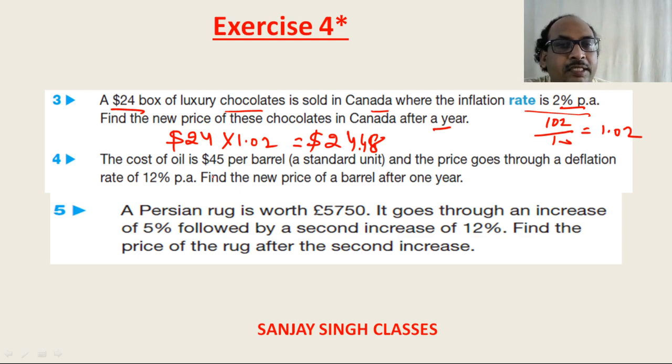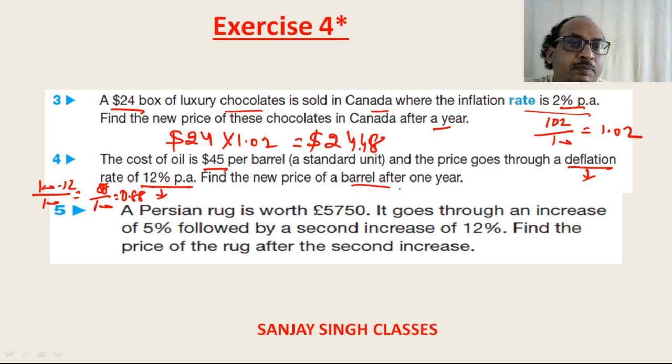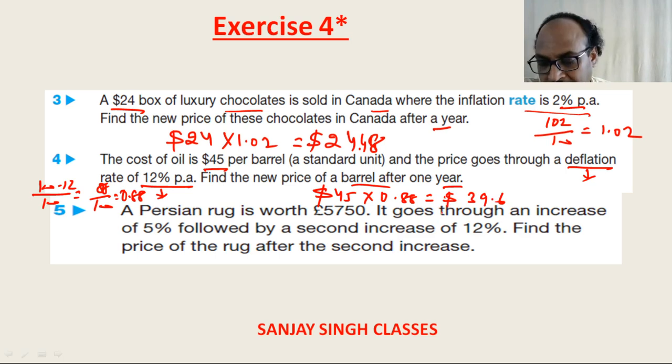Next one, the cost of oil is $45 per barrel, and the price goes through a deflation, where decrease is taking place, at a rate of 12% per annum. So it is 100 minus 12 over 100, so it is 88/100. The multiplying factor will become 0.88. Find the new price of a barrel after 1 year. So $45 into 0.88 will give us 39.6. Okay, right.